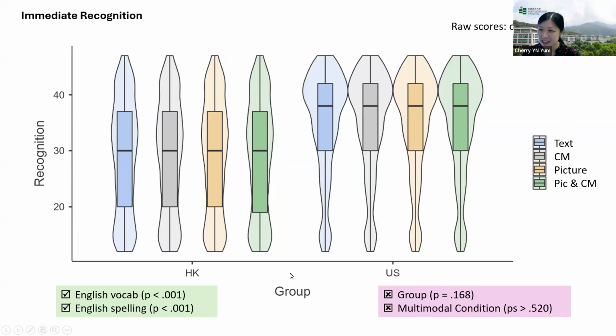And when we run the statistical model in a generalized linear mixed effects model, we see that actually the covariates, the English vocabulary and the English spelling tasks, were the strongest predictors of learning performance. And once we control for these two, the group effect was not significant. And we also see that the multimodal condition manipulation was not significant in the immediate test.